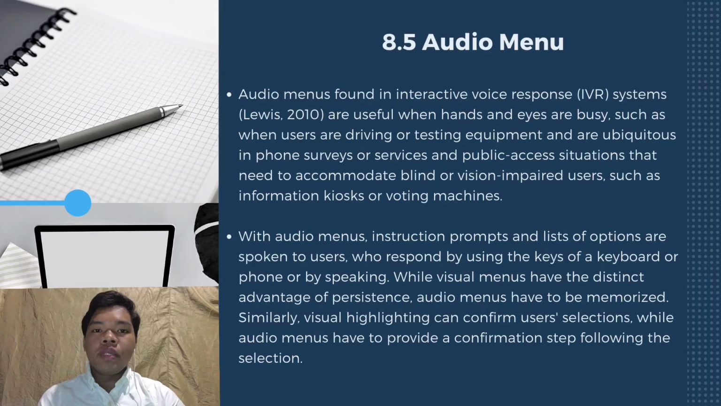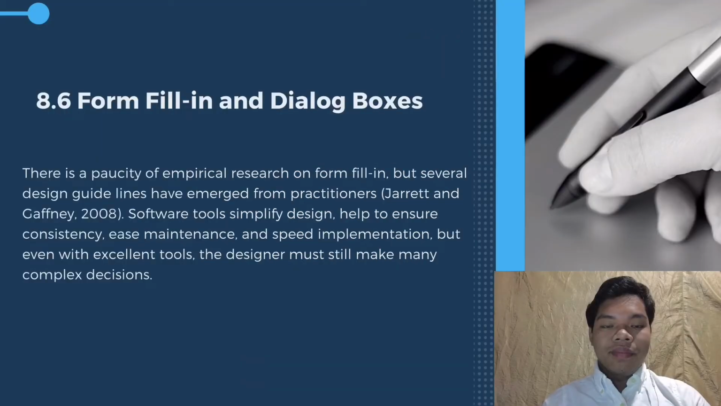While visual menus have the distinct advantage of persistence, audio menus have to be memorized. Similarly, visual highlighting can confirm user selections, while audio menus have to provide a confirmation step following the selection. The combination of form fill-ins, menus, and custom widgets such as calendars or maps supports rapid navigation for a vast array of applications, from airline ticket booking to triage of new patients in the emergency room.